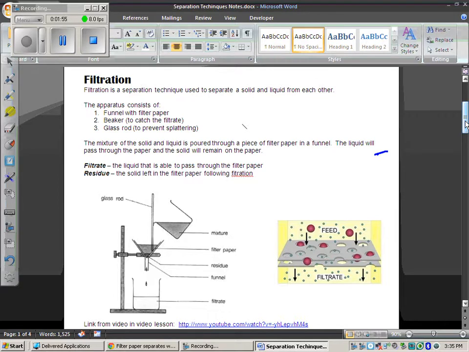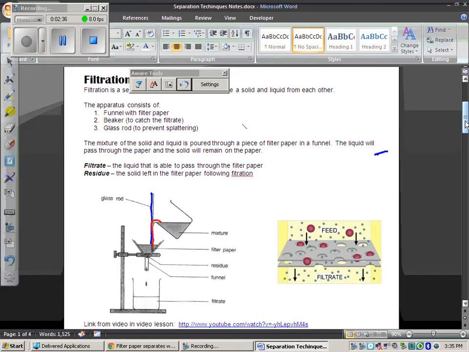Filtration really just needs some basic materials. You need a funnel, you need some filter paper, you need something to catch the liquid in as it passes through the filter paper, and preferably a glass stirring rod. You may not have done this last year, but as you can see in this picture, the glass stirring rod is going to help stop the splattering. You're going to be pouring your liquid out, and it's going to go down along that glass rod, and it's going to go in more smoothly, as opposed to splashing all around. Because if you lose any, then obviously that hinders your results quite a bit.